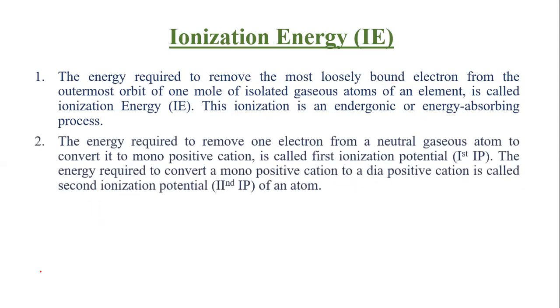Okay, now the second point. The energy required to remove one electron from a neutral gaseous atom, the same thing, the neutral or isolated gaseous atom, to convert it into a monopositive cation is known as first ionization energy, or in short, we can write first IP, ionization potential.